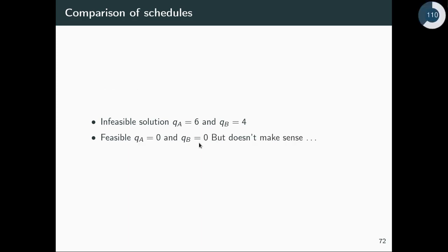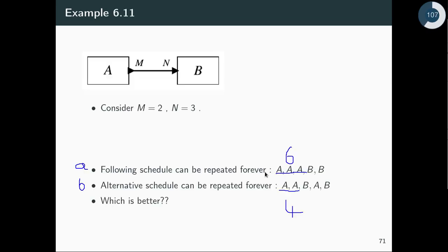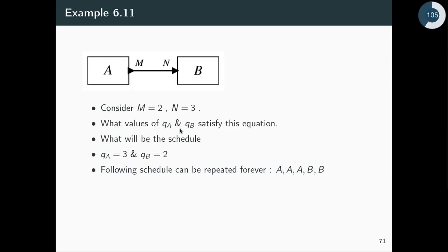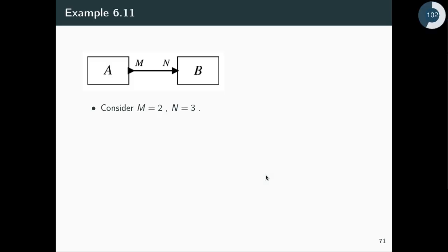We can also have a solution QA equal to 0 and QB equal to 0, but it doesn't make sense because actors don't fire. If actors don't fire, nothing happens in the system. Negative solutions are also not feasible. So our objective is to find the least positive integer solution to the balance equation, given values of m and n. So hope that is clear to you.